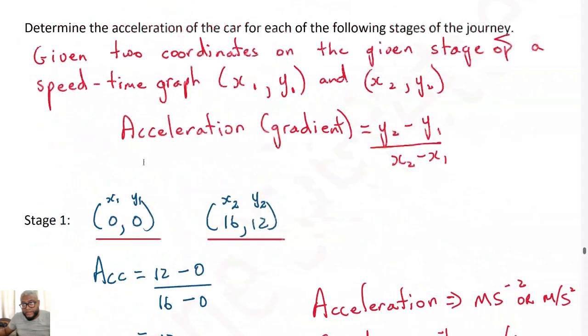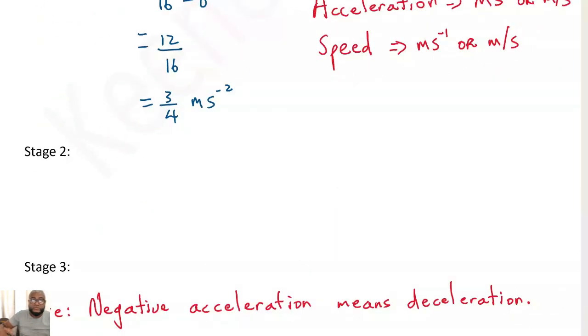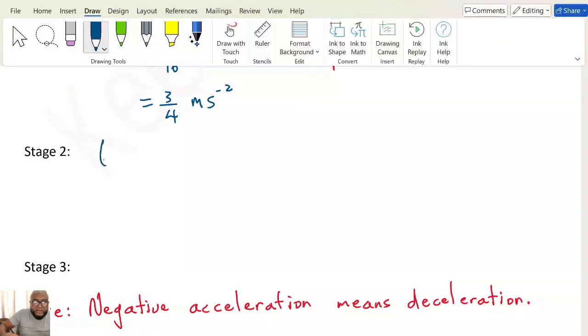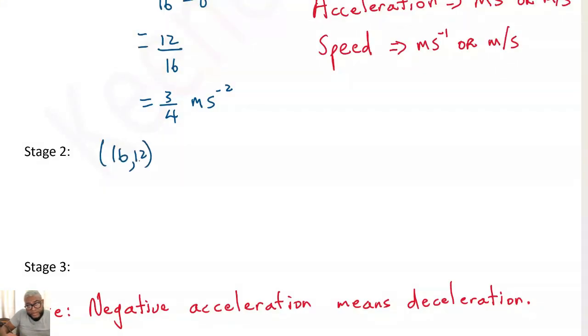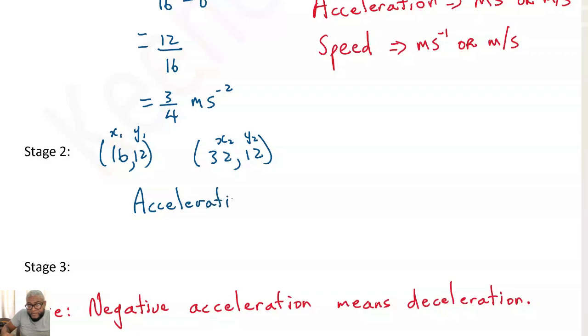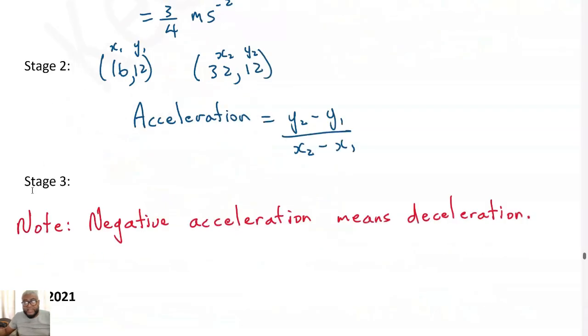So I'm going to write these two coordinates in green for stage 2. So we have the coordinates 16, 12, and then we have 32, 12. So above here, I'm going to write x1, y1. Above here, I'm going to write x2, y2. Okay? The formula for acceleration is y2 minus y1 over x2 minus x1, which is the gradient of the line. Okay, stay with me.